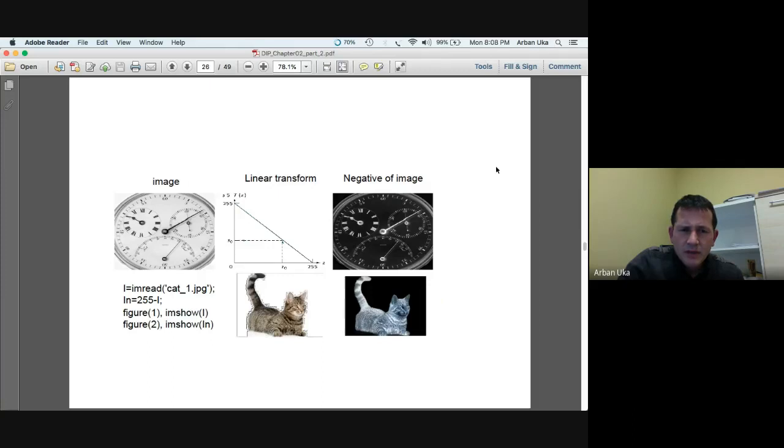Now here we see some applications of how we can find the negative. The code for this one is going to be the following. I think we mentioned this one. We said that you can read an image, then we can find the negative as 255 minus I. Then we can show the figure here, which is the original image, and the negative of this image is going to be whatever we see in here.